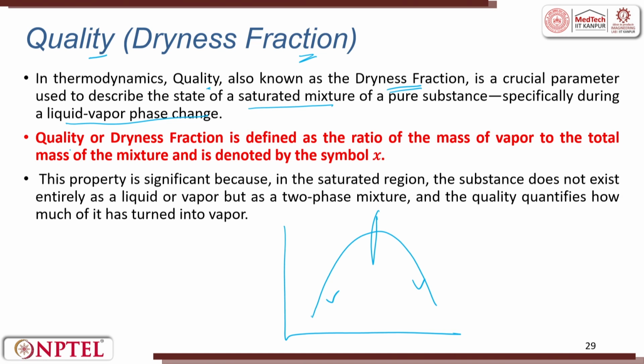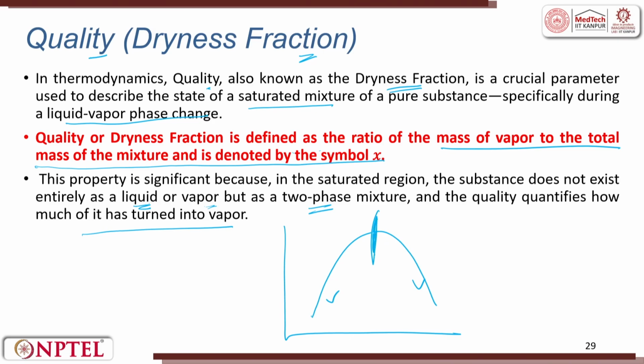So, the quality or the dryness fraction is defined as the ratio of the mass of vapor to the total mass of the mixture and is denoted by the symbol X. This property is significant. Why? Because in the saturated region, the substance does not exist entirely as liquid or vapor, but it exists as a two-phase mixture, and the quality quantifies how much of it has turned into vapor at this point.